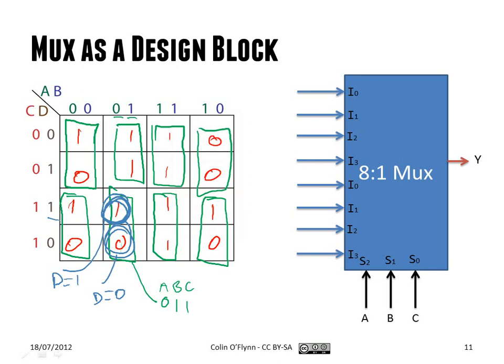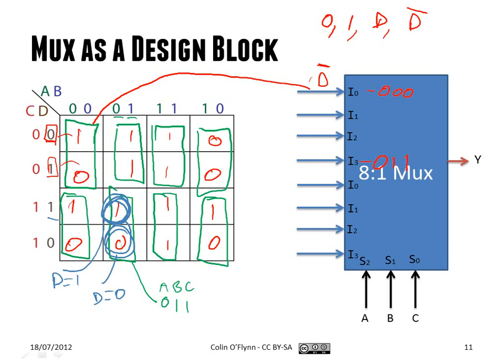Each of these inputs can either be 0, 1, D, or D complement. So you can see, for example, that for 0000, so for this input, 000, we're selecting this block here. And to get the correct output, what we know is that when D is 0, the output is 1. When D is 1, the output is 0. So the input here is D complement. For this example down here, where ABC is 0, 1, 1, so this is equivalent to I3, we see that the output is 1 when D is 1, so the input here is D.